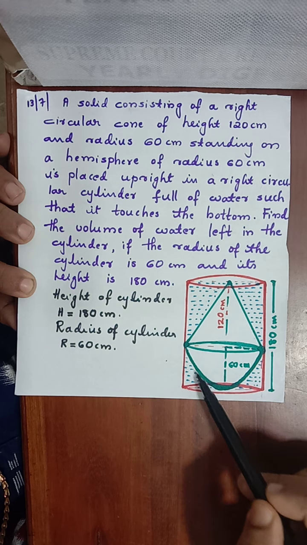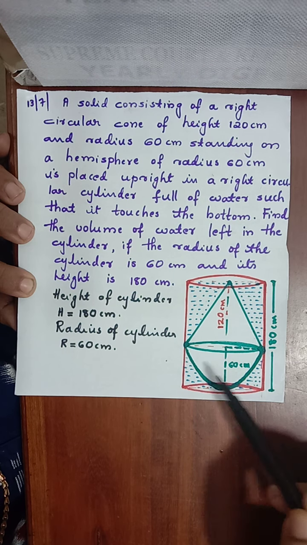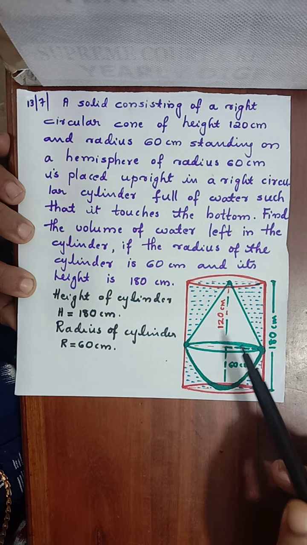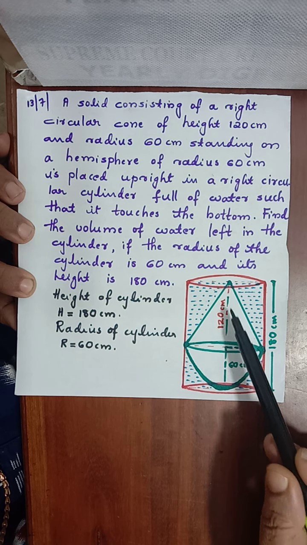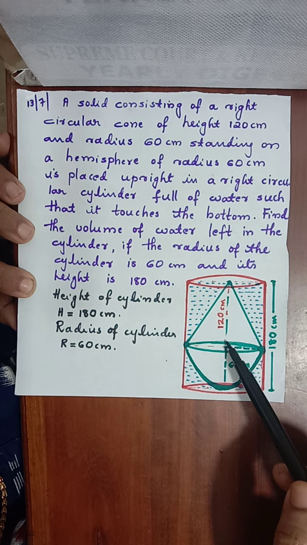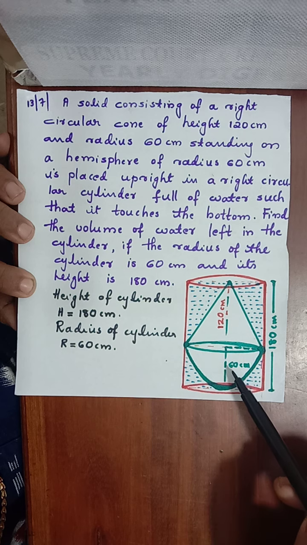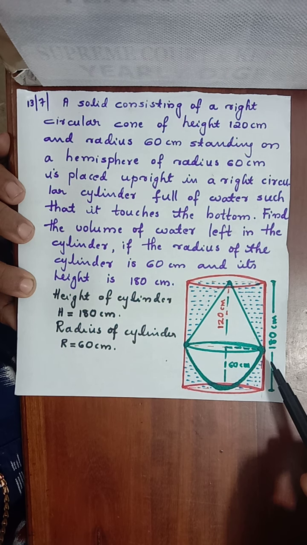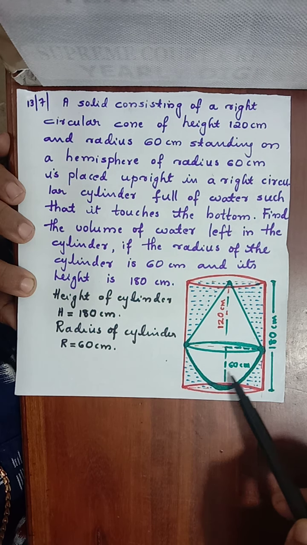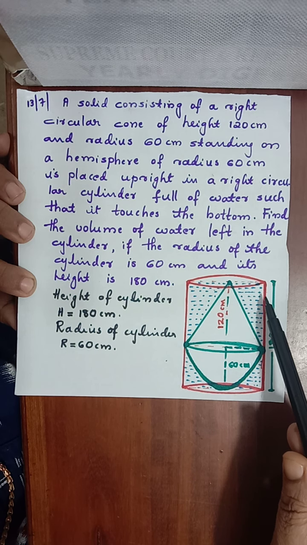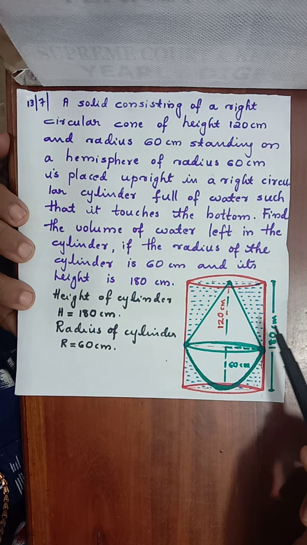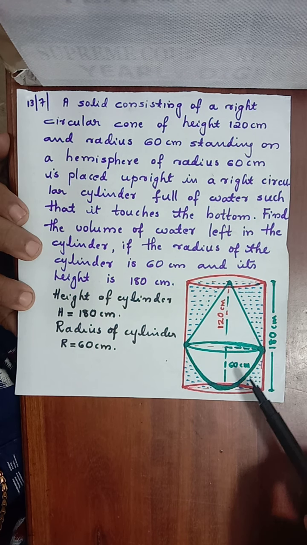Here it is a combination of hemisphere and cone. This hemisphere is having 60 centimeter radius and therefore we will understand that cone's height will be 120 centimeter, because 120 plus 60 is equal to 180, and cone's height is given to us also. Okay, this will be the shape and this solid shape is put inside a cylindrical vessel, and we have to find out the volume of water left in the cylinder.